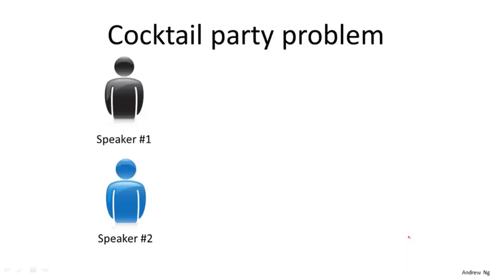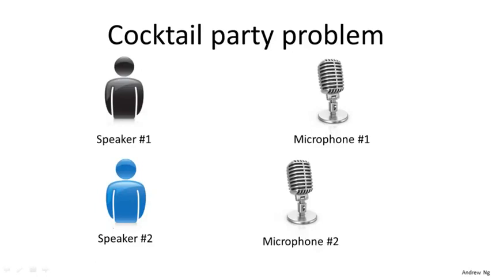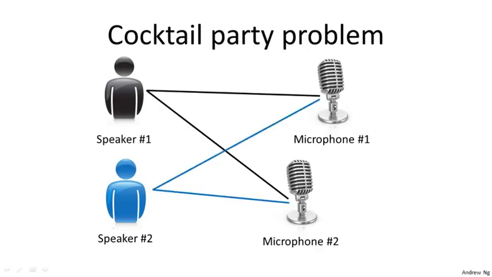So maybe you have a cocktail party with two people talking at the same time, a somewhat small cocktail party, and we're going to put two microphones in the room. Because these microphones are at two different distances from the speakers, each microphone records a different combination of these two speakers' voices. Maybe speaker 1 is a little louder in microphone 1, and speaker 2 is a little bit louder in microphone 2, because the two microphones are at different positions relative to the two speakers. But each microphone records an overlapping combination of both speakers' voices.